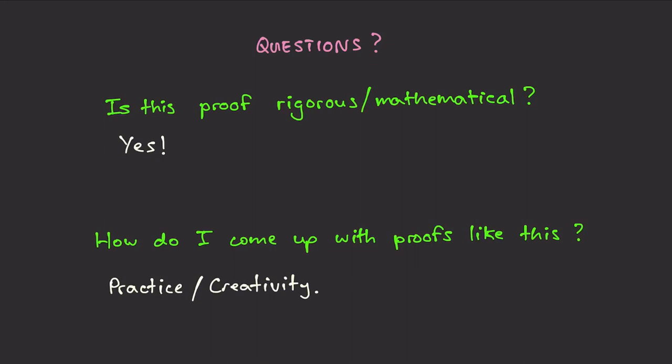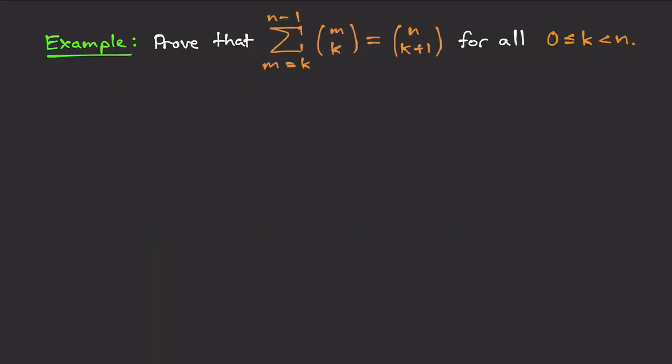Often ideas that work in one proof can be applied to another. In some sense, it's no different than learning a musical instrument or getting good at a video game. Although, of course, math is more fun than both those things. Here's another example of an identity we can prove combinatorially.